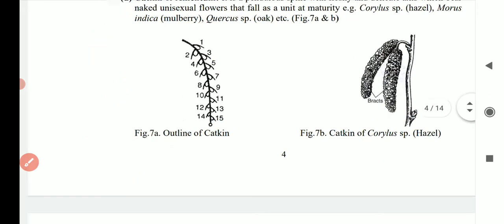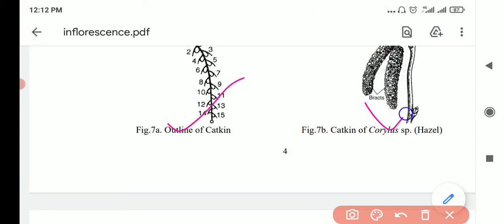So you can either draw this, or you draw this one, but don't draw both. You will not finish in time.